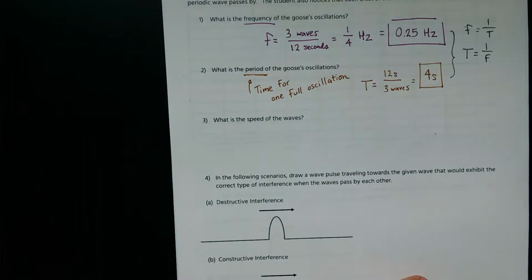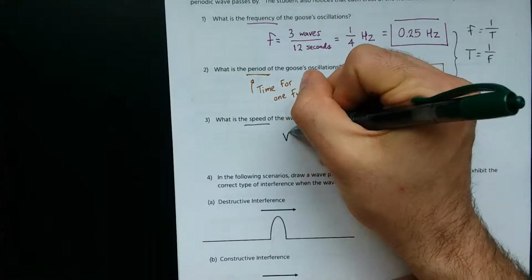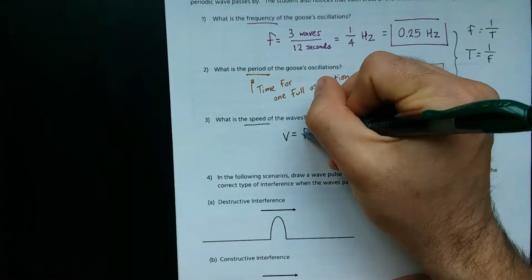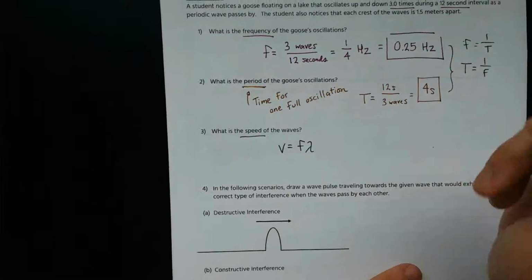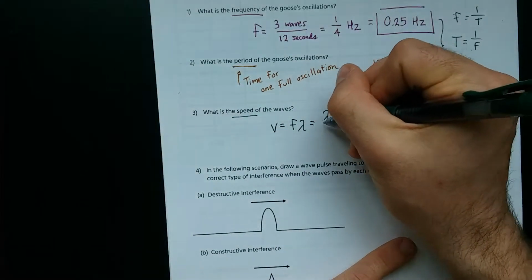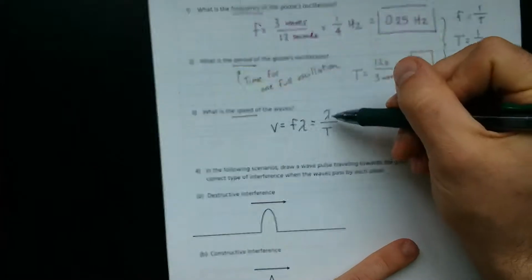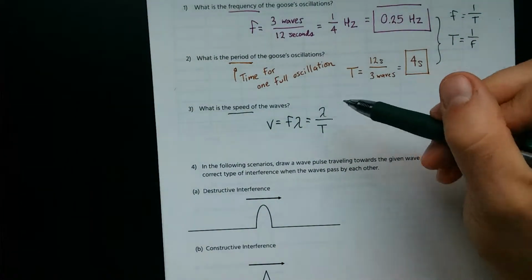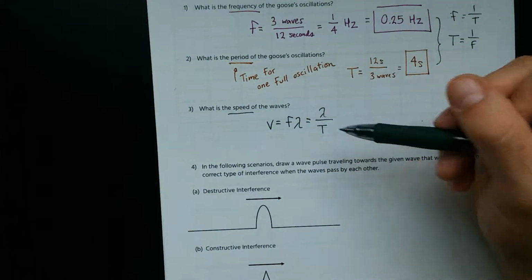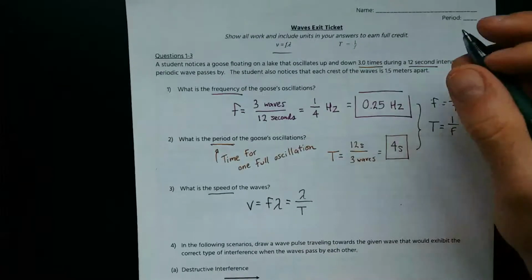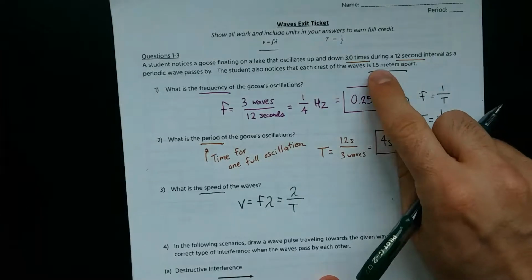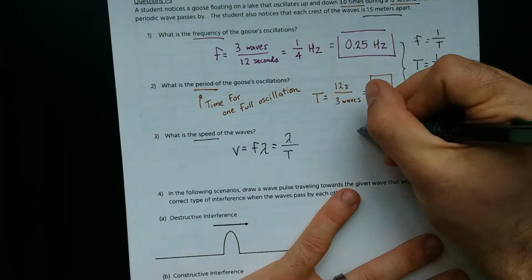As far as the speed of the waves, well, I've got different ways to calculate the speed of a wave. I could use v equals f lambda, given in the equations up top. Or I could know that speed is a distance divided by a time, and the distance of one full wave is called the wavelength, and the time for one full wave is the period, capital T. In the problem, we're told that the crest of each wave is 1.5 meters apart.